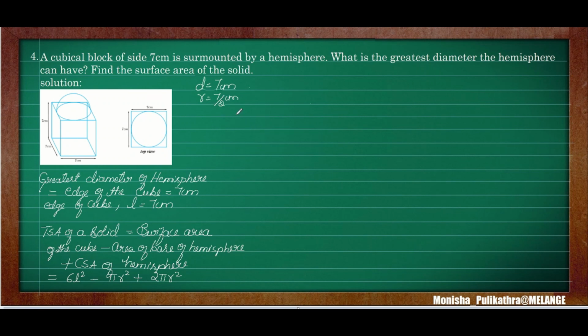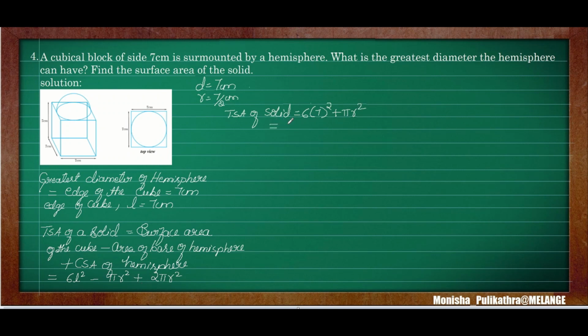Next, TSA of solid is equal to 6L square. This is the surface area of a cube. The formula for the surface area of a cube is 6L square because it has 6 faces. So 6 into L is 7, so 7 square, minus pi r square, plus 2 pi r square. So 2 pi r square minus 1 pi r square will be pi r square, right? So it will become plus pi r square.